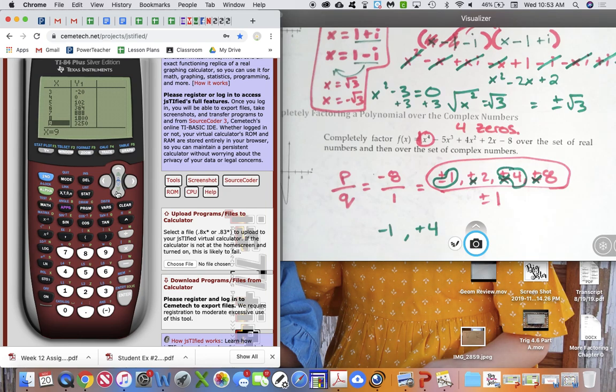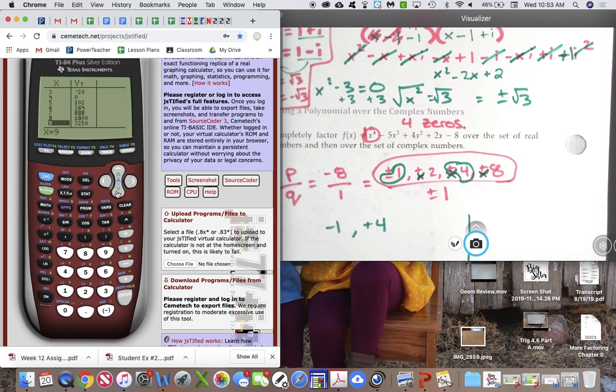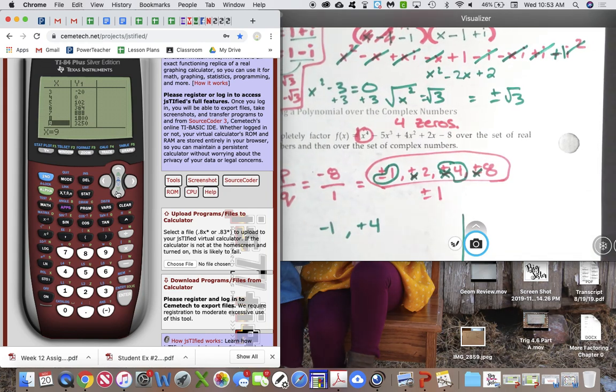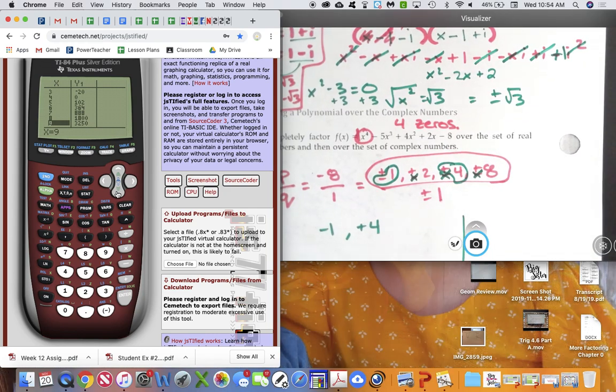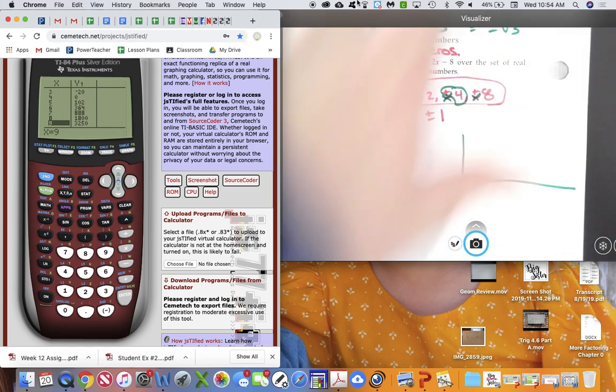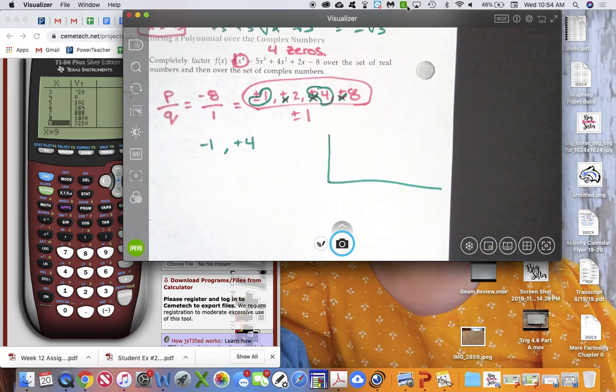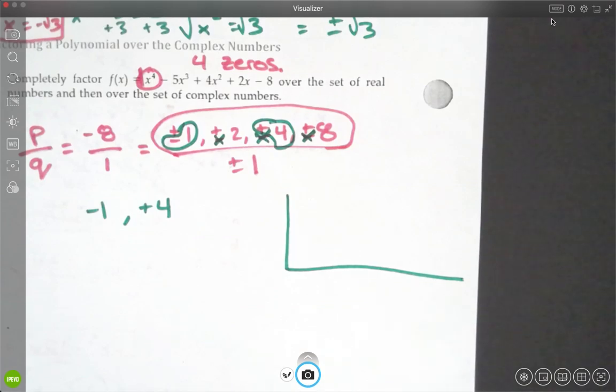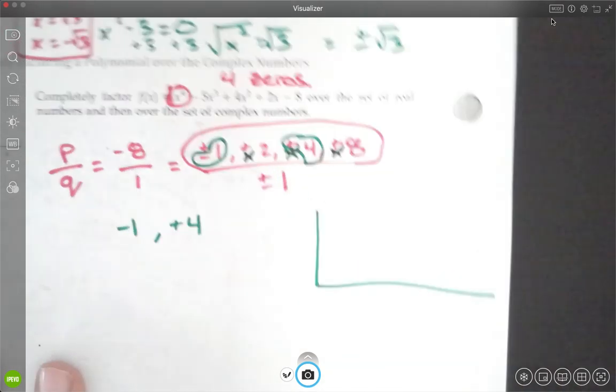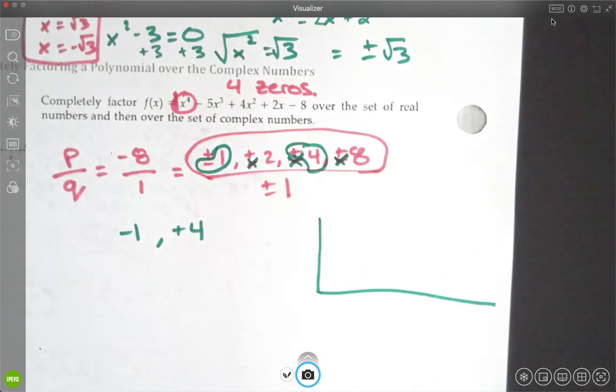Negative one or positive one? When we write them as factors, we'll do x plus 1 and x minus 4. But when you're doing synthetic division, we're still going to write it as -1 on the outside. So did you see how that was a lot faster than typing those in? So -1 goes on the outside.